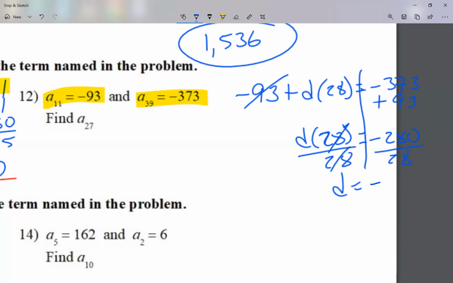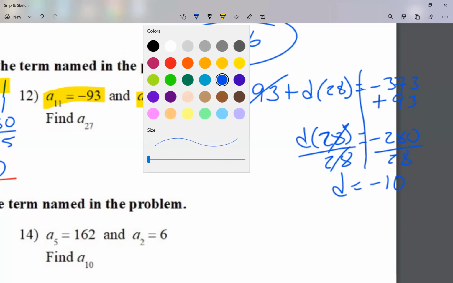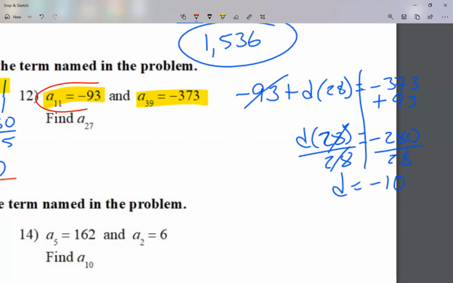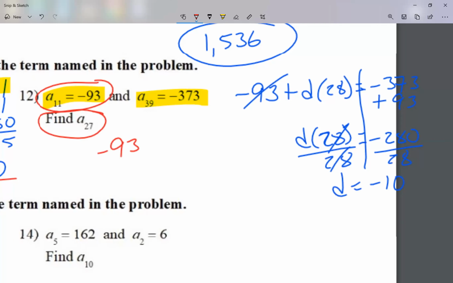So my difference is negative 10. Okay, so I'm subtracting 10 each time. I'm ready to get my part here. I'm gonna use my 11th number on the list to figure out the 27th number on the list. So I'm gonna say negative 93 minus 10, because I'm subtracting 10 this time, 16 times.